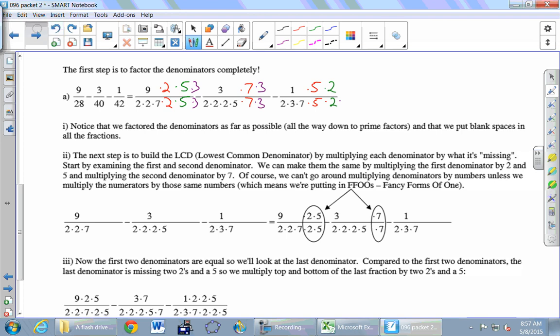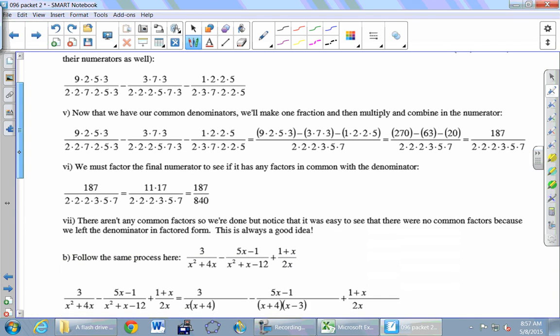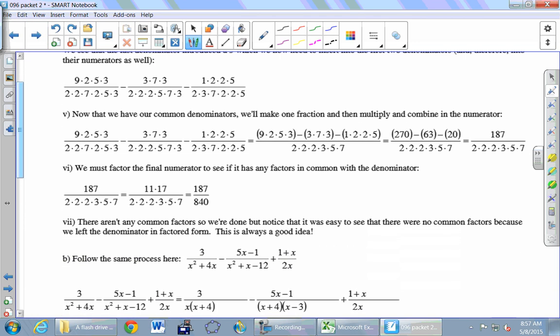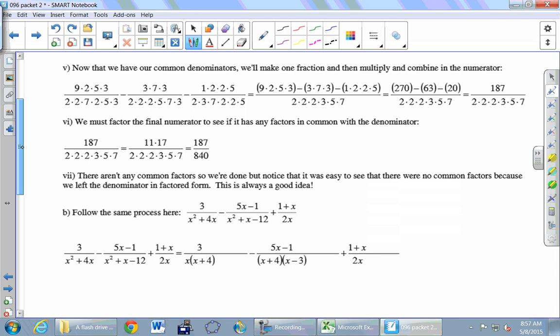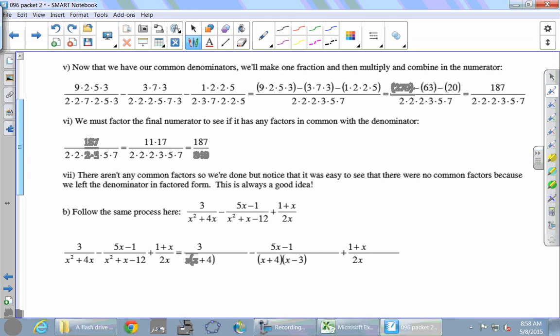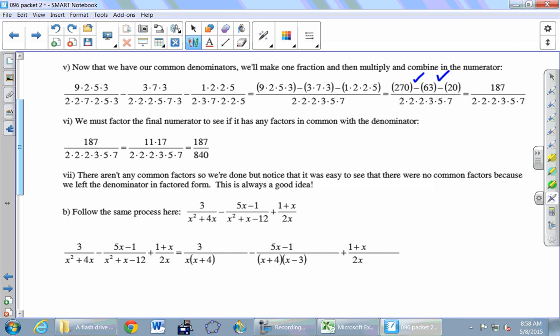All right, next page. Okay, so here's all the stuff written out that we just built. Then we actually do the multiplying. So you can see here I've got a 270 and a 63 and a 20. That's the multiplying on the top. And notice that I've just copied the subtraction symbols, right, to make it one fraction problem. And I've done all the arithmetic for you. It's 187. Super. That's on the top. Notice the bottom is still in factored form.